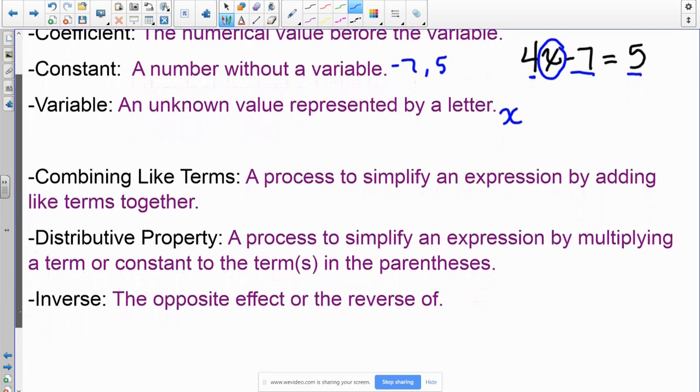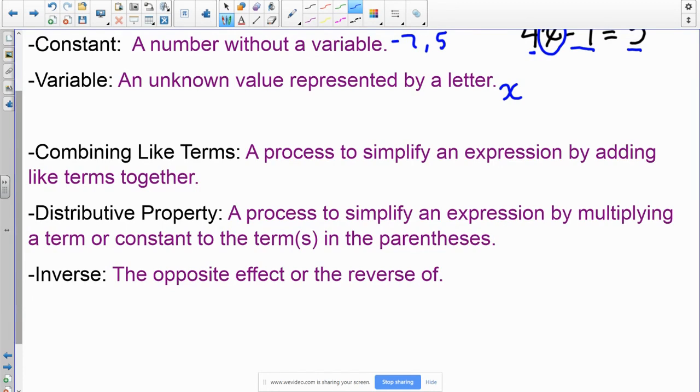The 2 things that we're going to do mathematically, the 2 processes, are combining like terms, which is a process to simplify, which means to make an expression simpler. Instead of maybe 5 terms, we take it down to 2 terms by adding like terms together. And the other one is the distributive property, a process to simplify an expression by multiplying a term or a constant to the terms in the parentheses. So let's look at a couple examples for both of those.